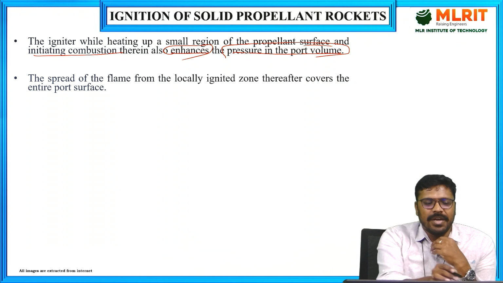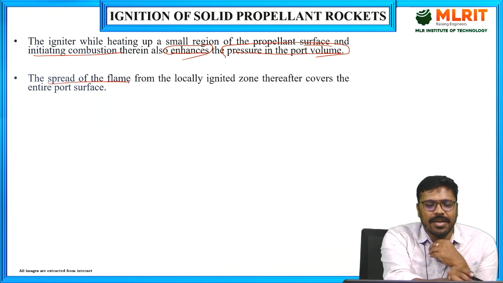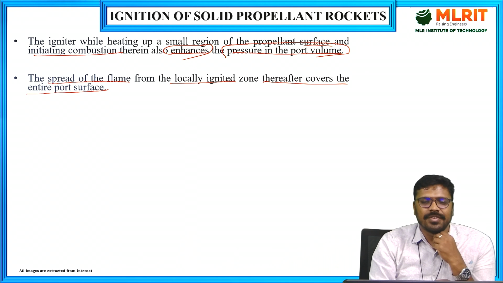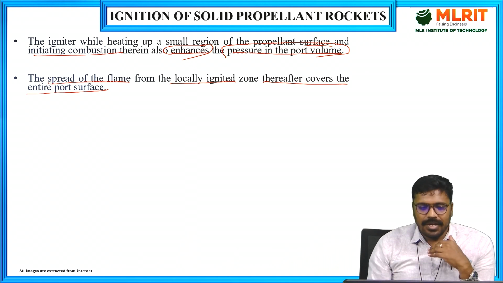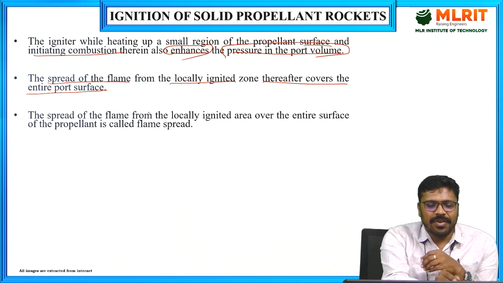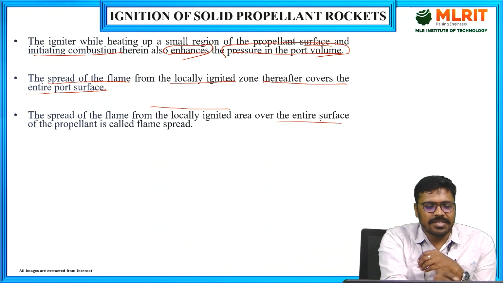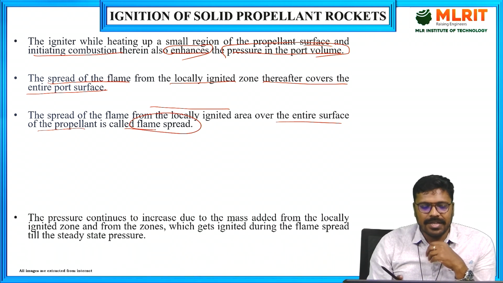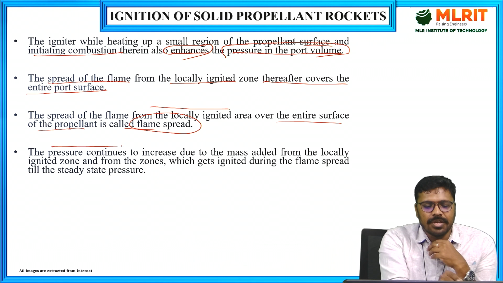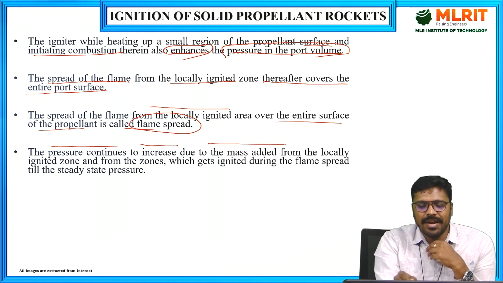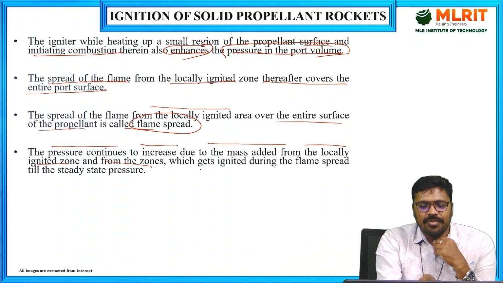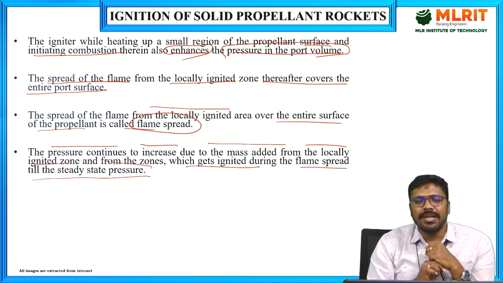Next, the spread of the flame. The flame will spread from the locally ignited zone and thereafter cover the entire port surface. The spread of the flame from the locally ignited area over the entire surface of the propellant is called flame spread. Next, the pressure continues to increase due to the mass added from the locally ignited zone and from the zones which get ignited during the flame spread, till the steady state pressure occurs.